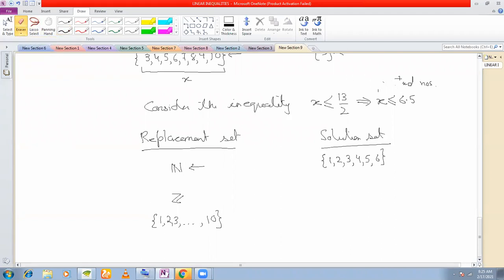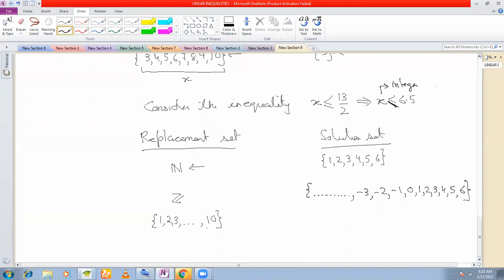Similarly, consider the next one. If the replacement set is the set of integers, if x is an integer, then what will be the solution set? We'll have all the negative numbers till we come to -3, -2, -1, 0, 1, 2, 3, 4, 5. And because I have an equality here, I'll have 6 also. This sign here means less than or equal. That means x can be equal to 6.5.